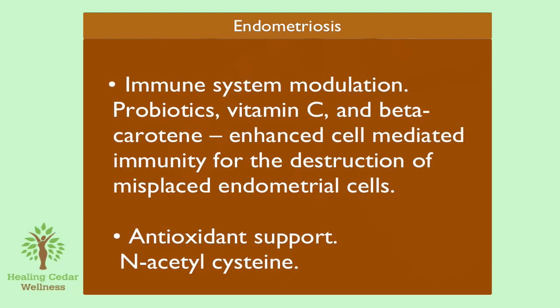Immune system modulation is also important for the shrinkage of the endometrial tissue. Here we want to boost cell-mediated immunity, and we often prescribe things like probiotics, vitamin C, and beta-carotene. And then lastly, antioxidant support is important for that endometrial shrinkage. And specifically here, N-acetylcysteine is commonly used.